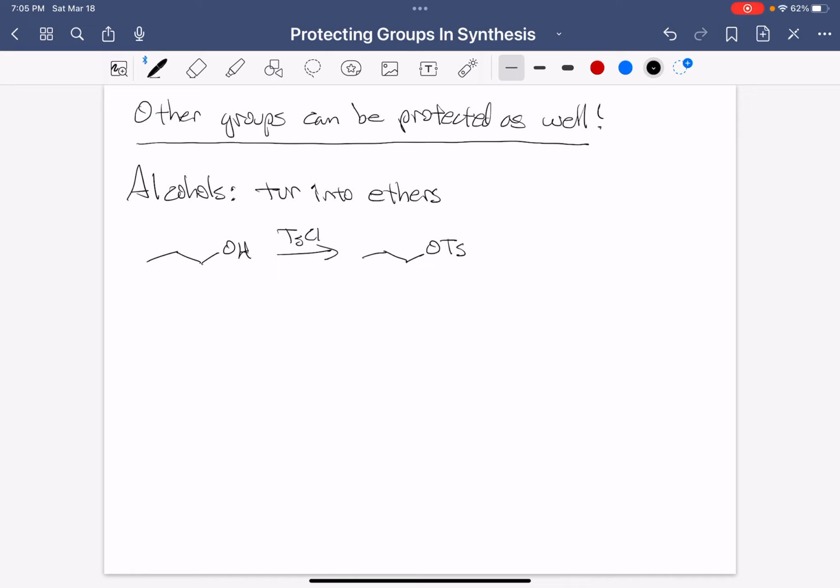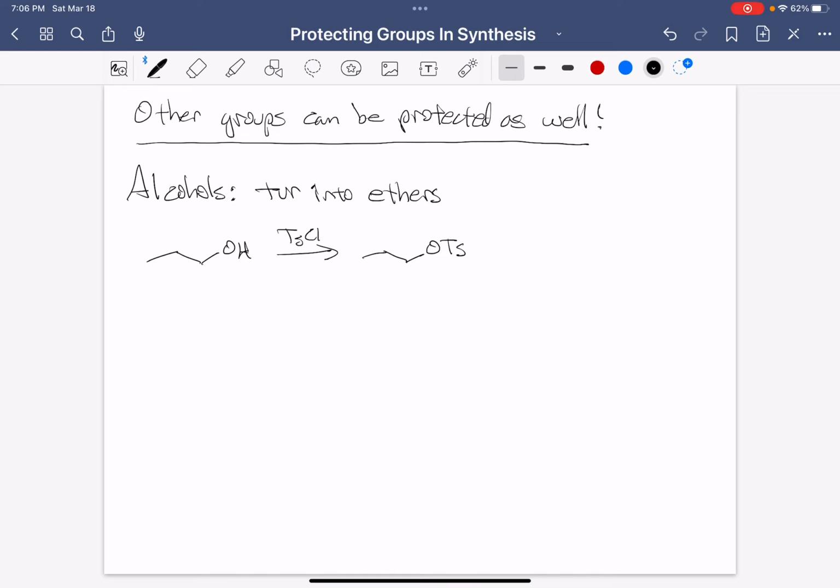Now, we've done this before to make the tosylate as a good leaving group. But in this case, now we've protected, and so we could have, let's say, a strong base come in that otherwise would deprotonate and might deprotonate somewhere else on the molecule. An example could be, let's see, trying to think of a good example here. It kind of depends. There's other things that we could protect.